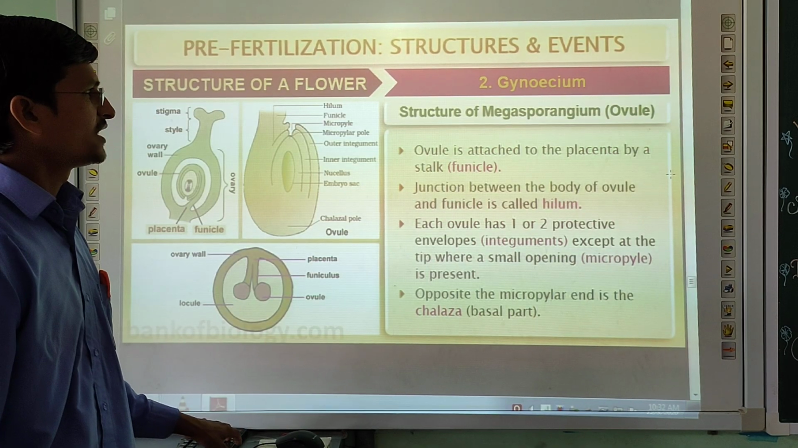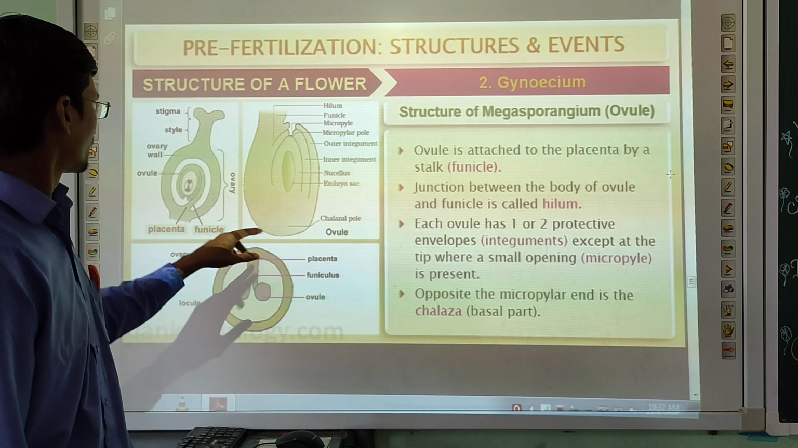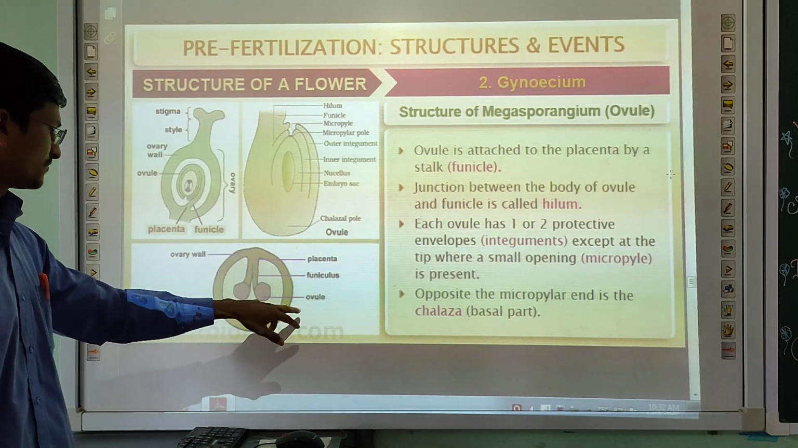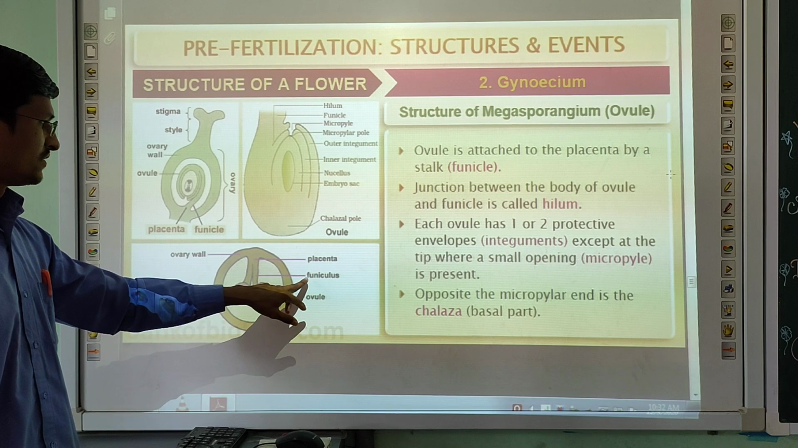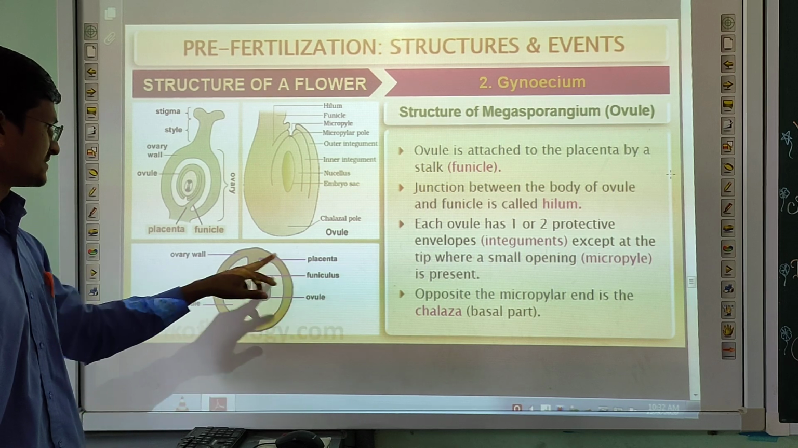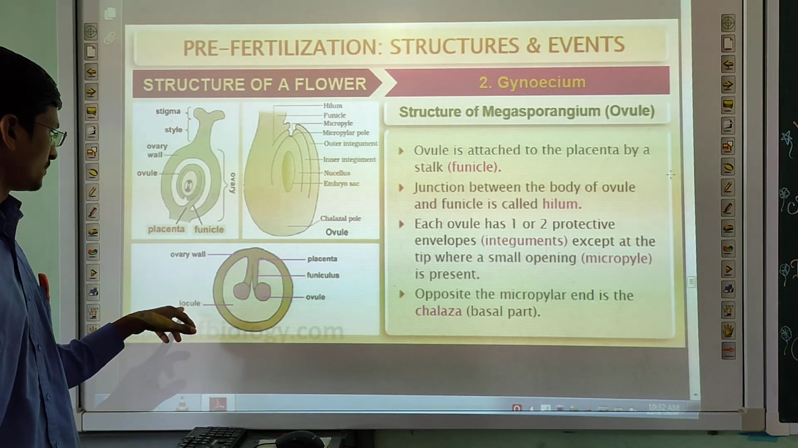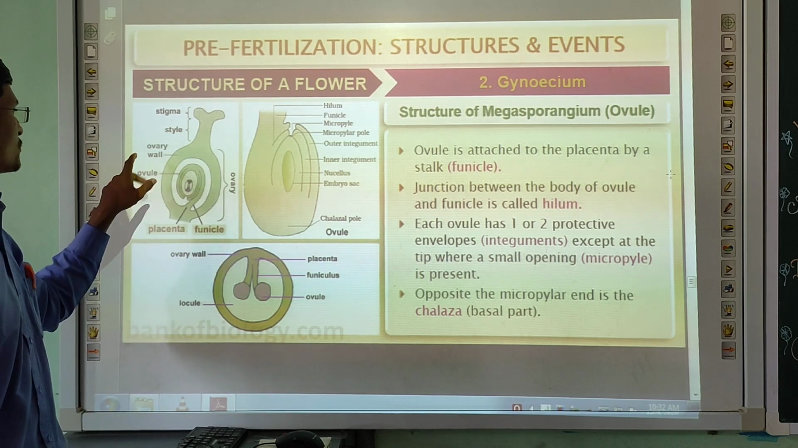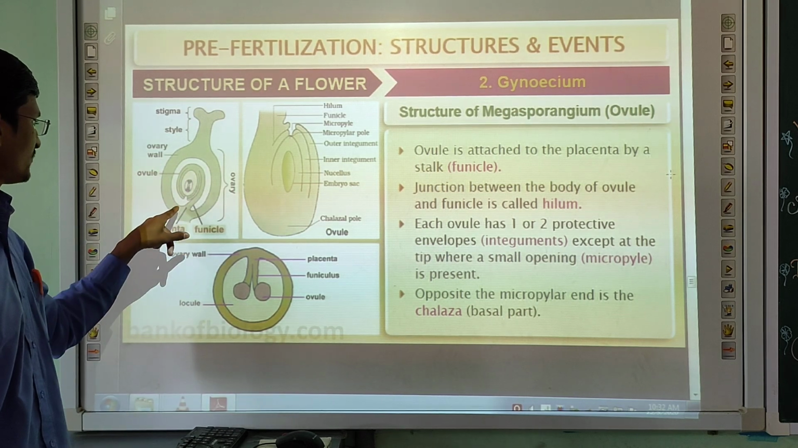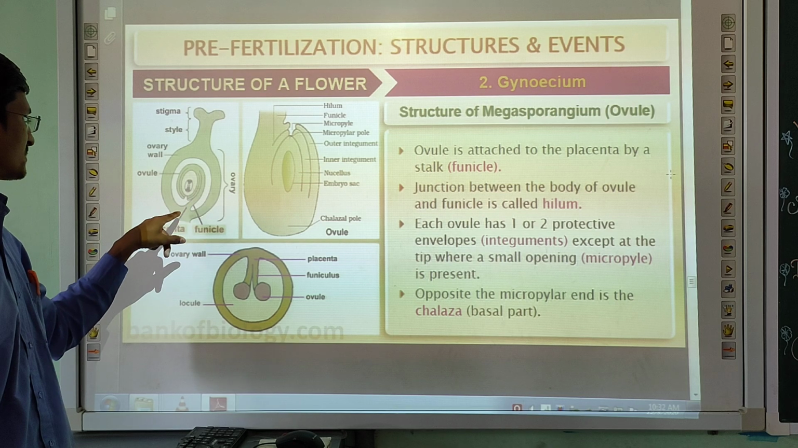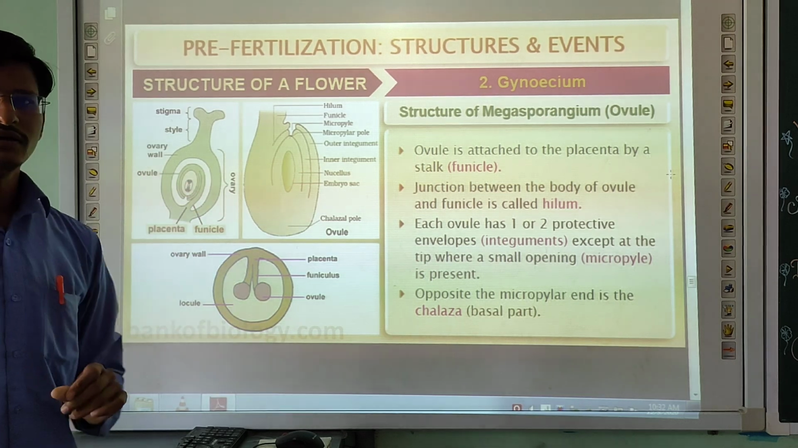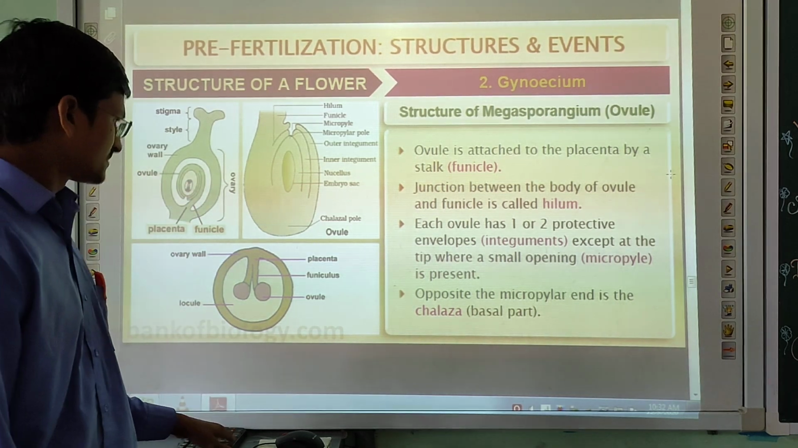And the structure of the megasporangium, the ovule, you can see already. We have seen the ovule, funiculus, and placenta. That is the ovary or locule. So here the placenta will be nurtured, and the funiculus provides for the fertilization process.